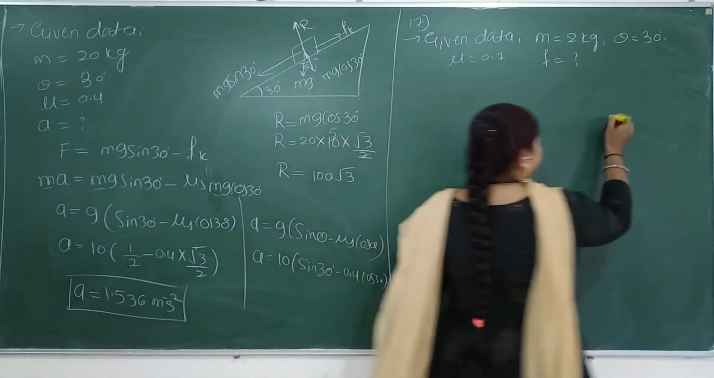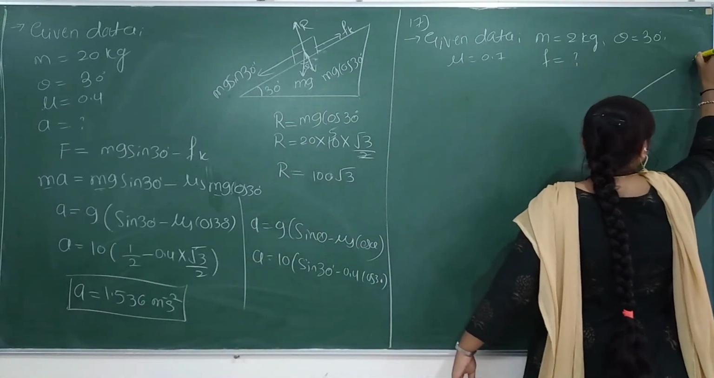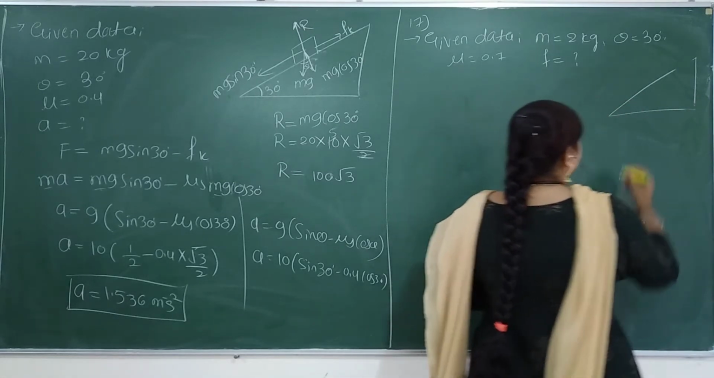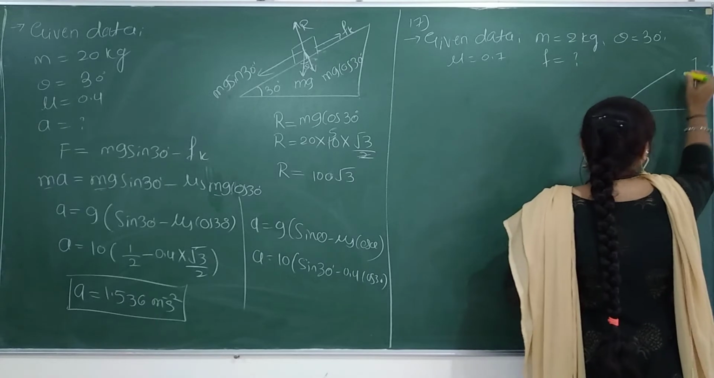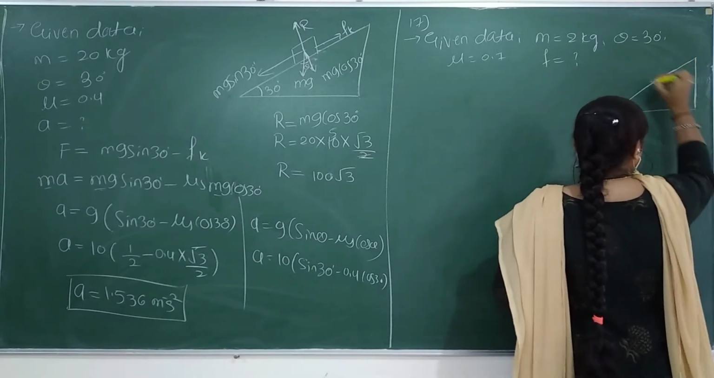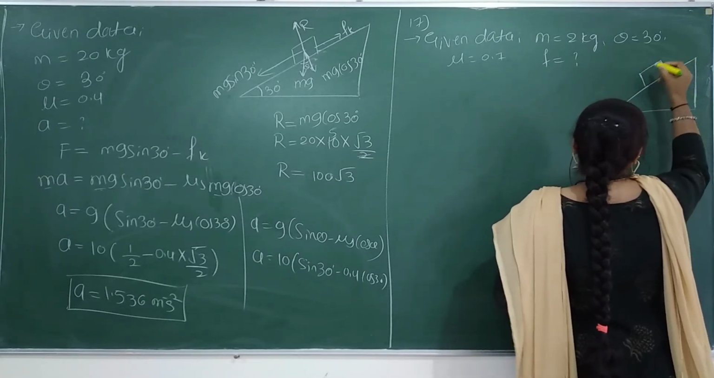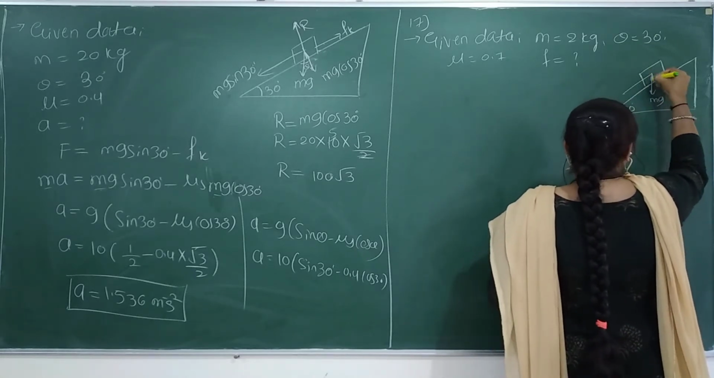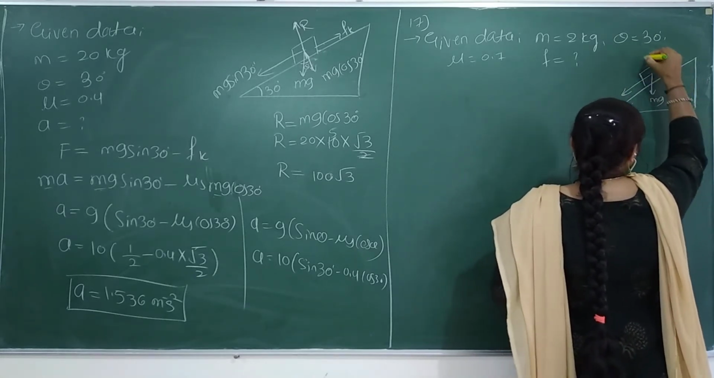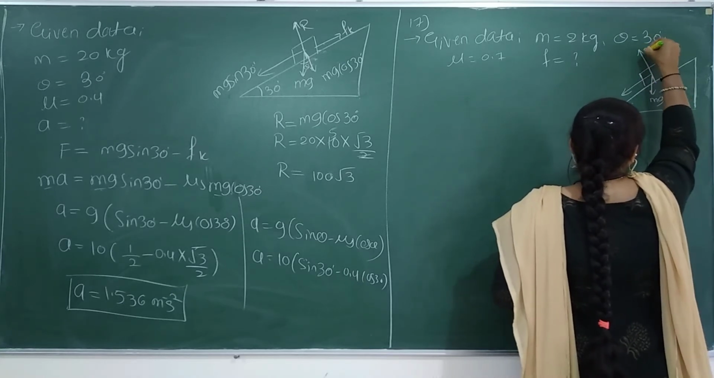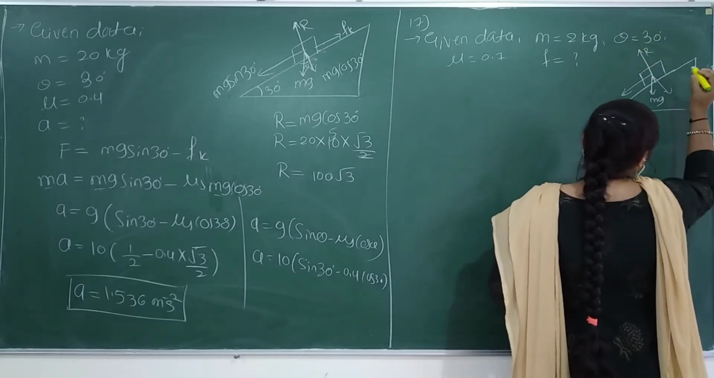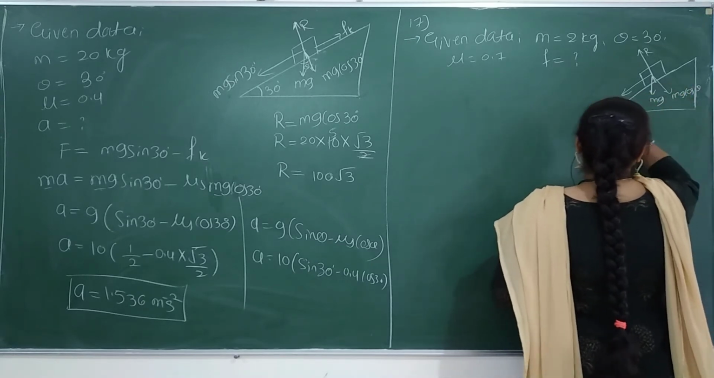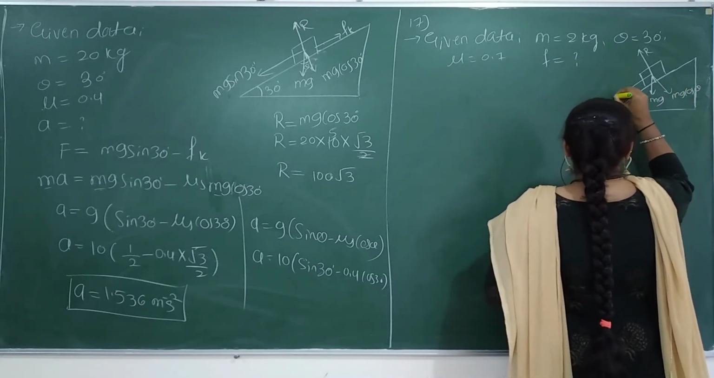Just draw the diagram here. Inclined plane. That inclination is 30 degrees, and the block is at rest. It has a mass, so just resolve this mass into two components. This is the normal component, mg cos theta, and this is mg sin theta.